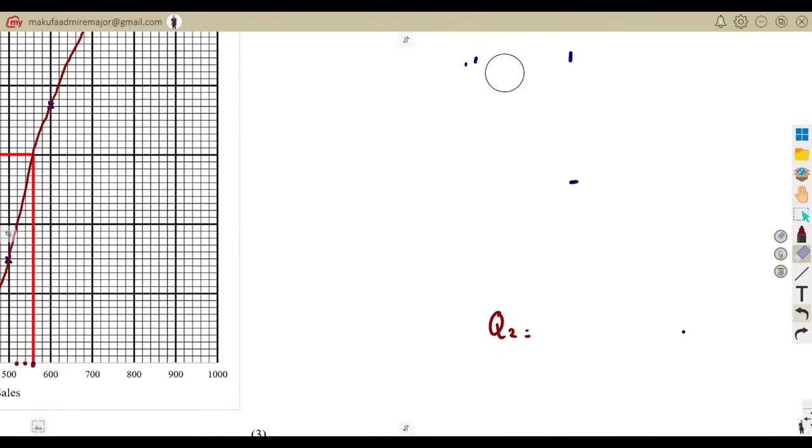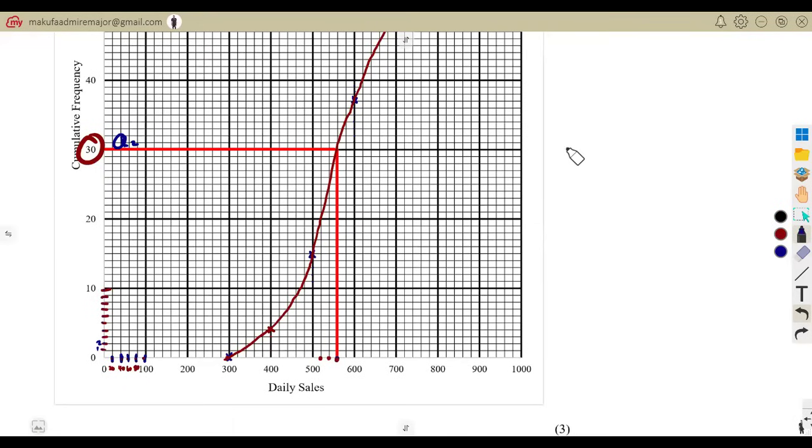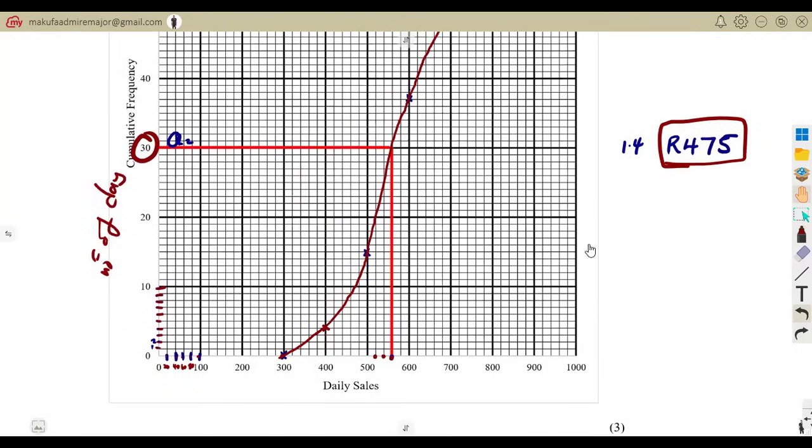Let's see if we're going to understand our question here. Remember, they're saying in order for you to break even, the amount of the sales, the money that you're supposed to have, is supposed to be 475. So let's consider, at 475 rand, how many days are we going to suppose? Remember, the cumulative frequency is talking of what? A number of days. These are the number of days that we have. These are the sales, the daily sales. So what is the corresponding value at 475?